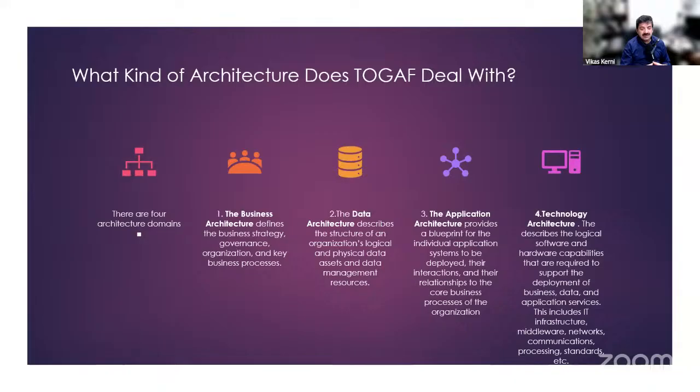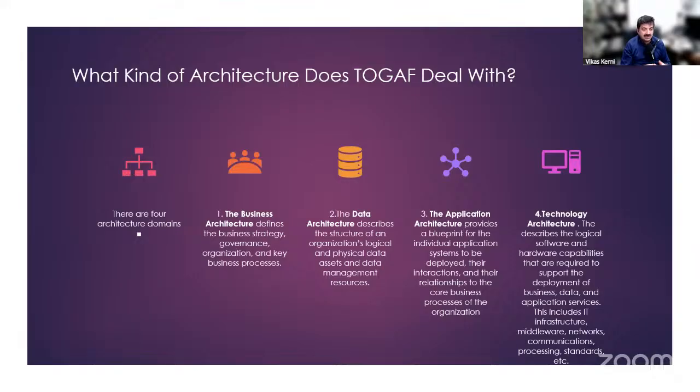One thing, when you go through the TOGAF architecture, you will hear these terms again and again. Within TOGAF architecture, there are four architecture domains. The first is the business architecture. Business architecture defines the business strategy, governance, organization, and key business processes. So first, you have to know the business, what your company is doing, before you can come up with some solutions. Second is the data architecture.